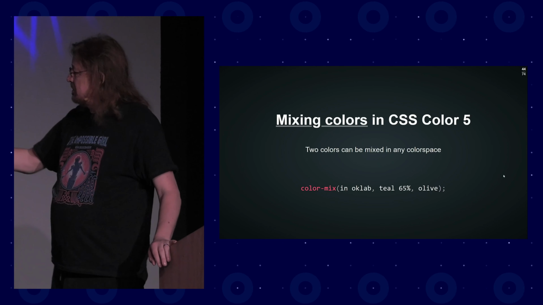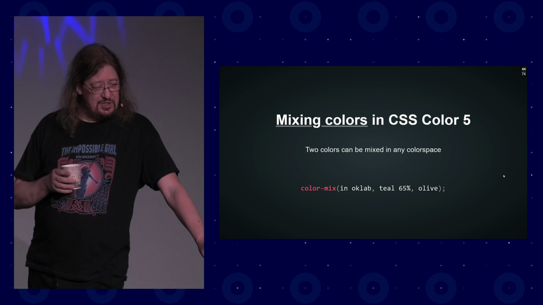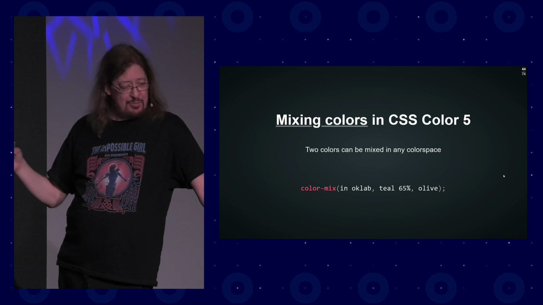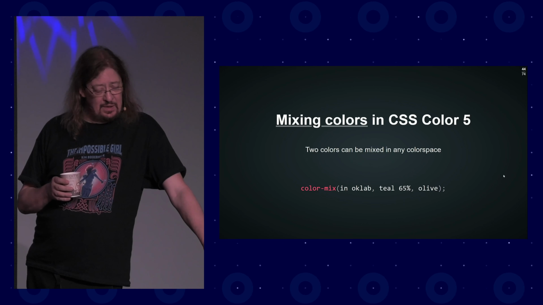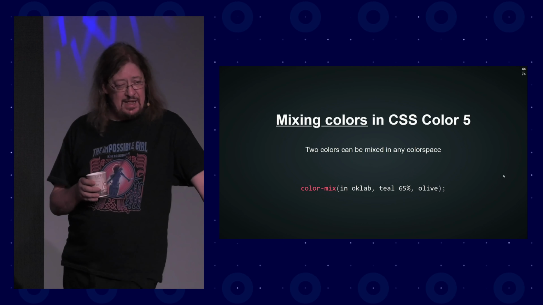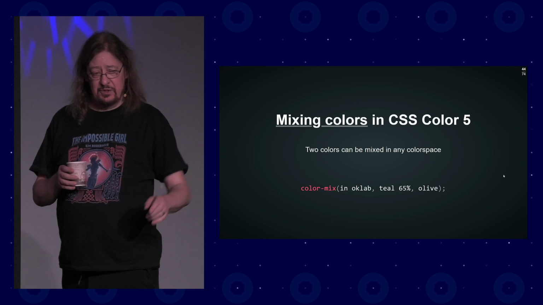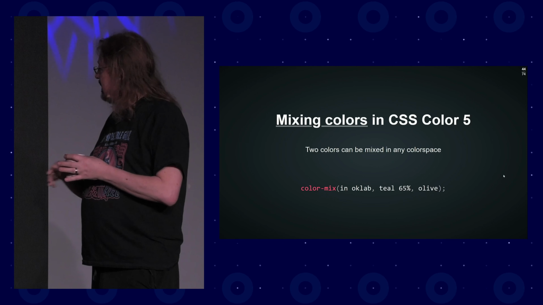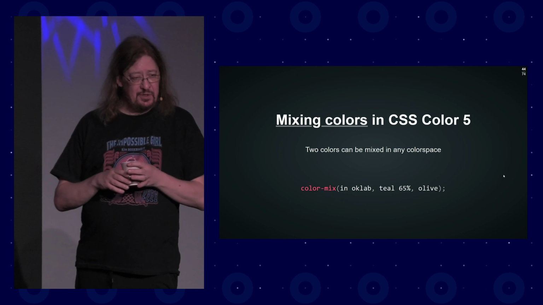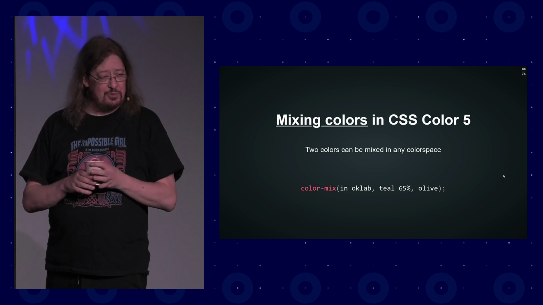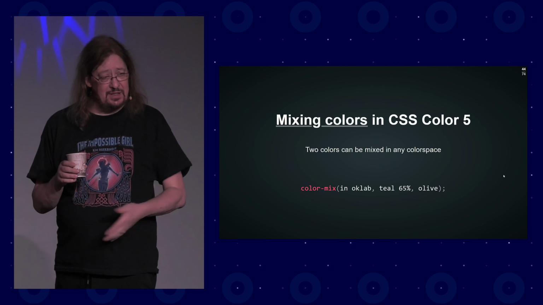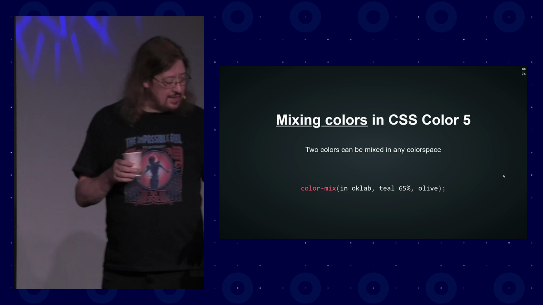You can mix two colors. Firstly, you say what color space you want. OKLab is probably the best one. It's the A and B axes that I showed you at the beginning of the talk. And then you give any two colors and a percentage. You can give two percentages, but why would you bother? Because they add to 100%, so just give one. And that will mix them.